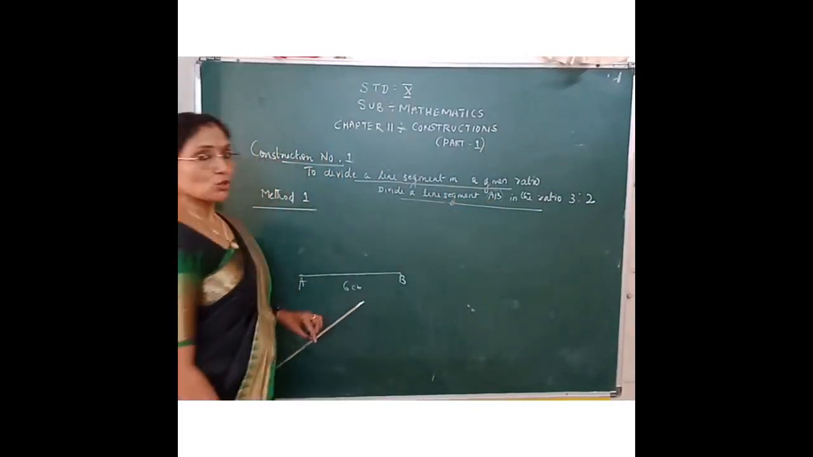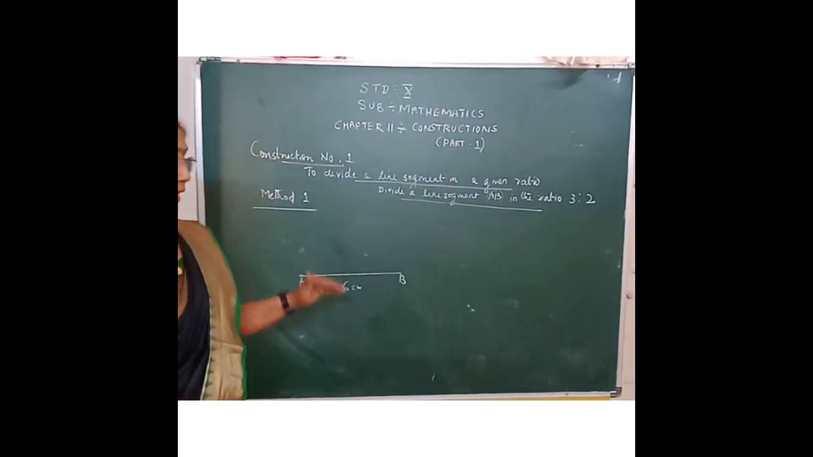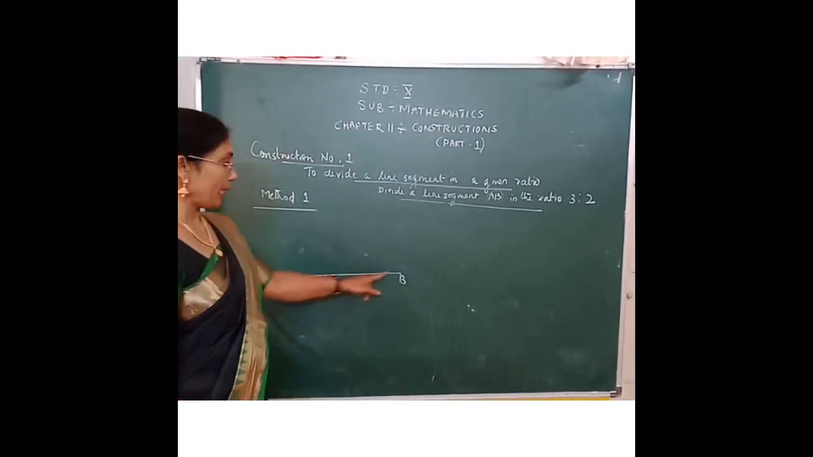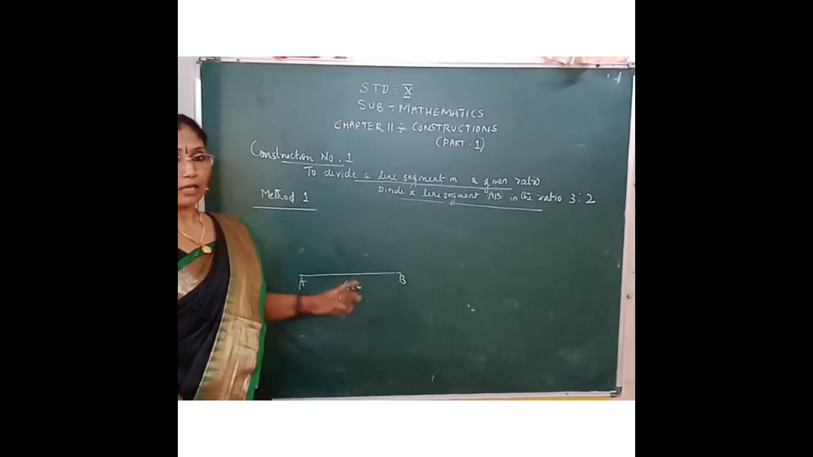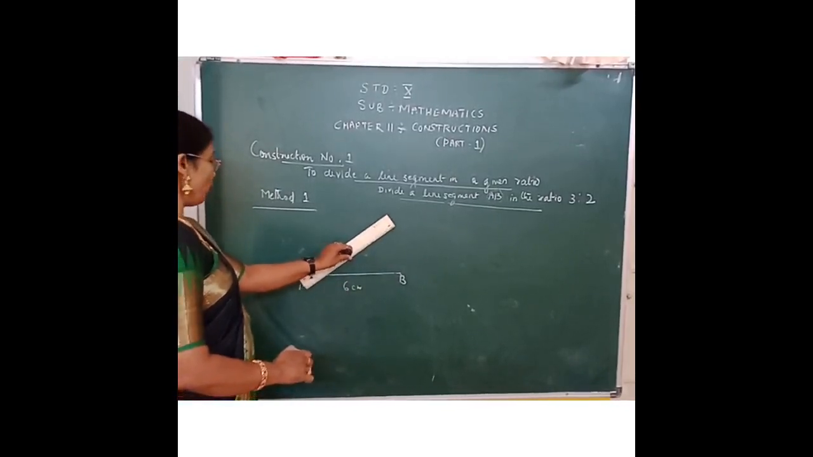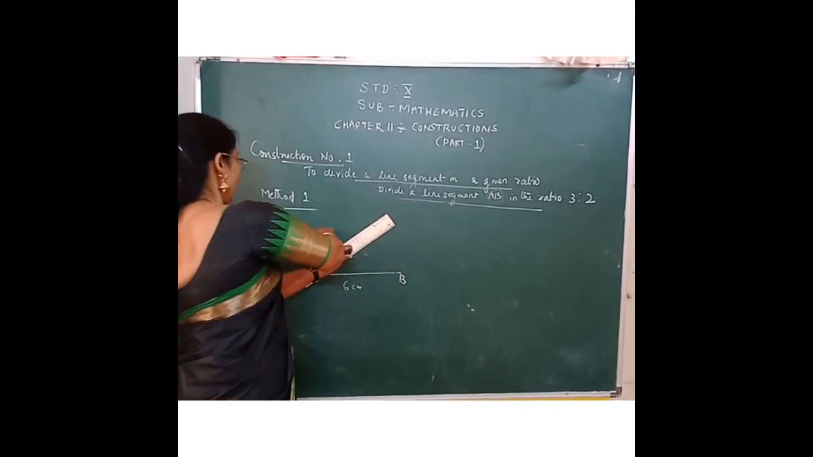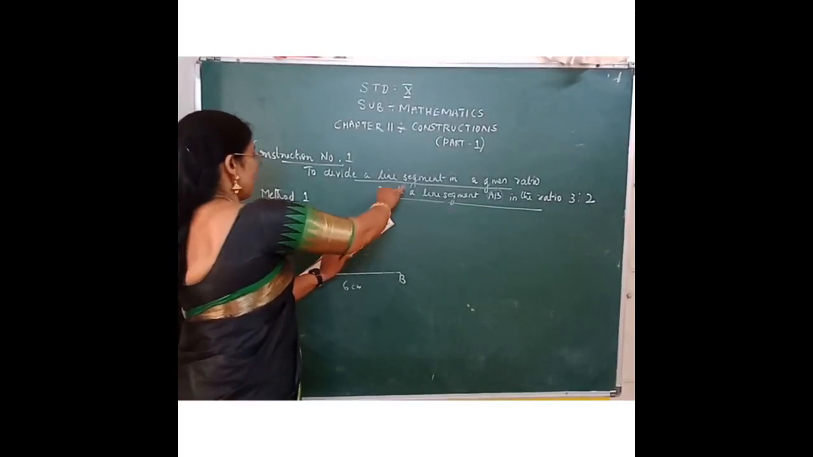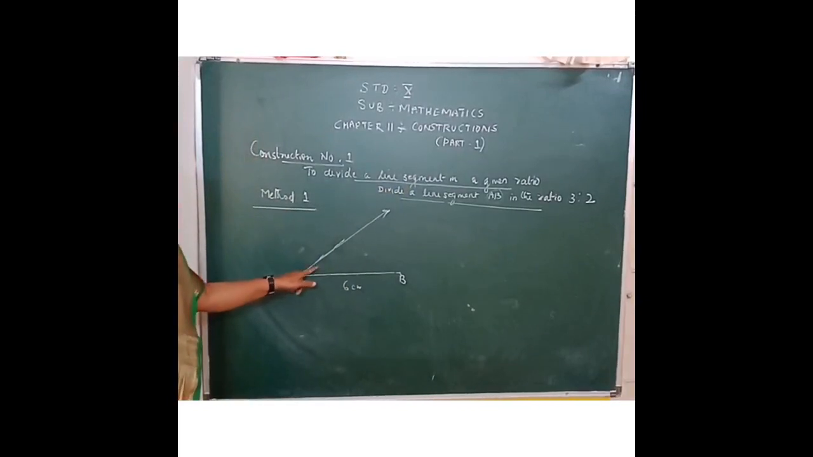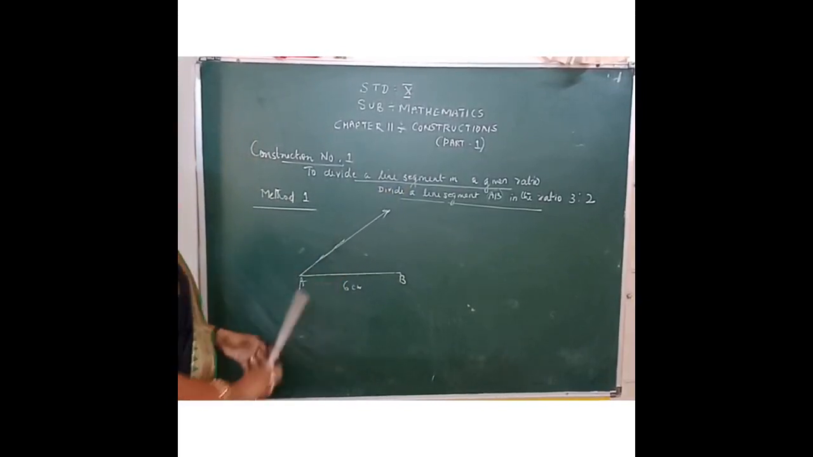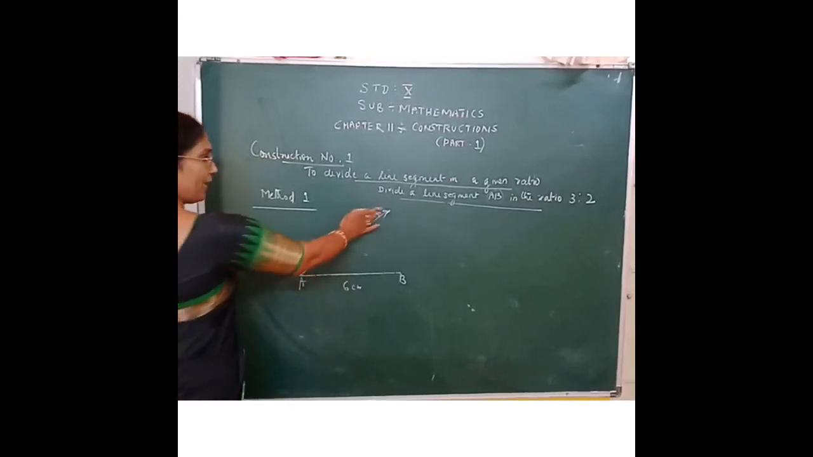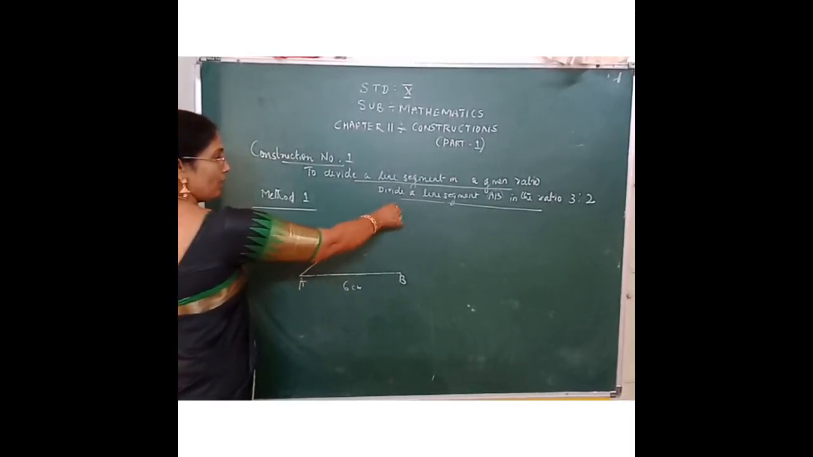For that purpose, what you will construct is a ray which makes an acute angle with the line segment AB. Acute angle means, you know, less than 90 degrees. That means I am going to make an angle like this way. A ray I am going to make in such a way that it makes an acute angle with this line segment. Is it clear? This ray I can keep as AC, whatever it is.